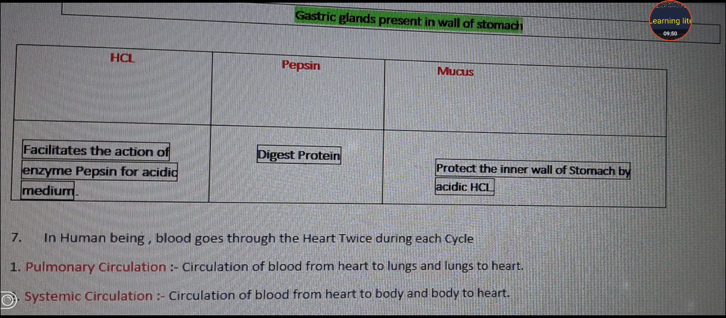So student, double circulation has two parts, pulmonary and systemic. What is pulmonary circulation? When blood goes from heart to lungs and lungs to heart. And what is systemic? When blood moves from heart to body and body to heart. Got it? So it is called double circulation because blood goes through the heart twice.